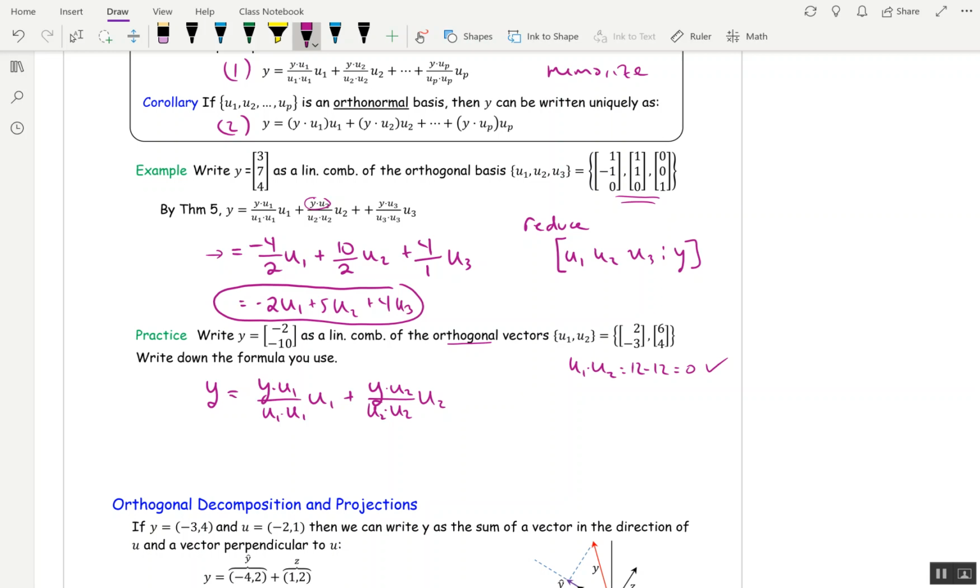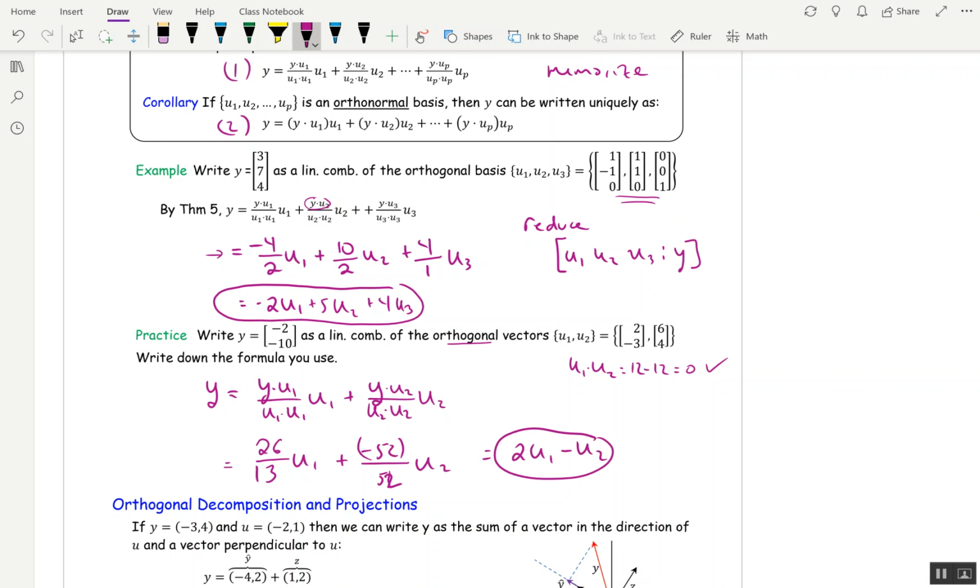All right, so now let's compute these dots. Y dot u1 is negative 4 plus 30, which would be 26. And u1 dot u1 is 9 plus 4, which is 13. And then y dot u2 is negative 12 minus 40, that's negative 52, over u2 dot u2, which is 52, u2. So that's 2u1 minus u2.